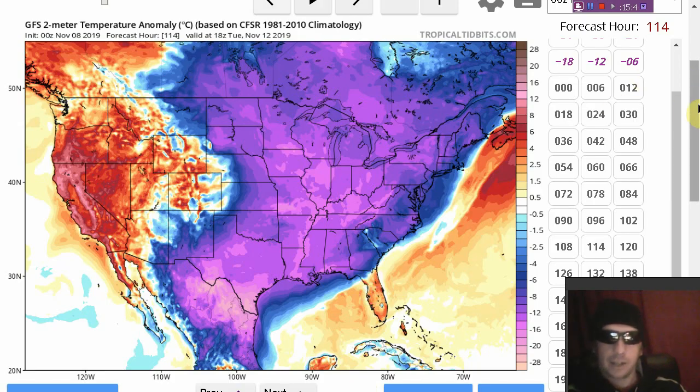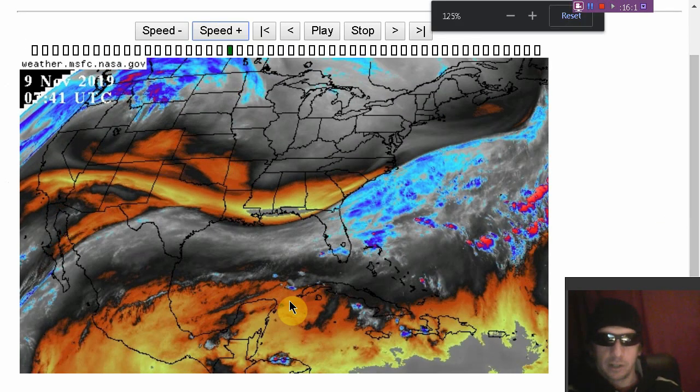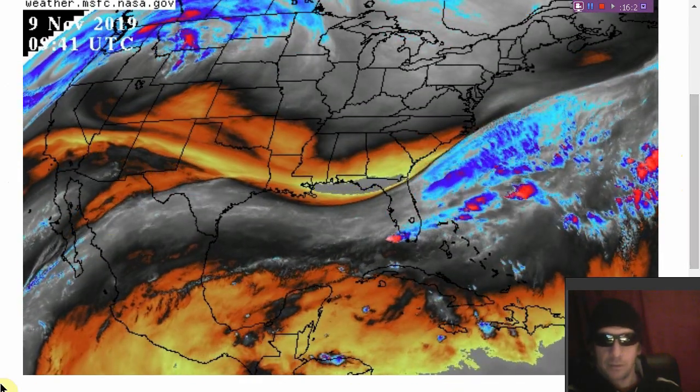Check out the incredible temperature anomaly chart for November 12th. Large swaths of Mexico and Texas are going to be 20 degrees Celsius below average temperature. In fact, two-thirds of the country is going to be around 12 degrees Celsius below average. It must be so hot that it's cold. Let's look at the water vapor map. And there are the current conditions. And when I say current, the pun is intentional.